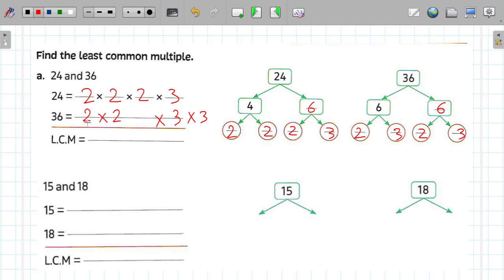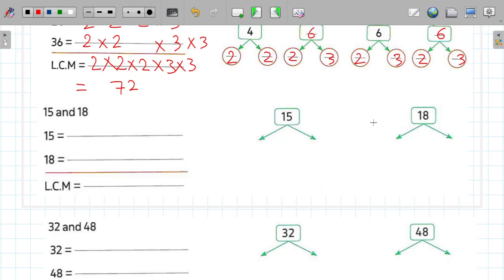Okay, so the least common multiple, from the first column I have 2, the second column I have 2, the third column I have 2, the fourth column I have 3, and the fifth column I have 3. So I will multiply 2 by 2 by 2 by 3 by 3. So it will be 72. So the least common multiple between the two numbers is 72.